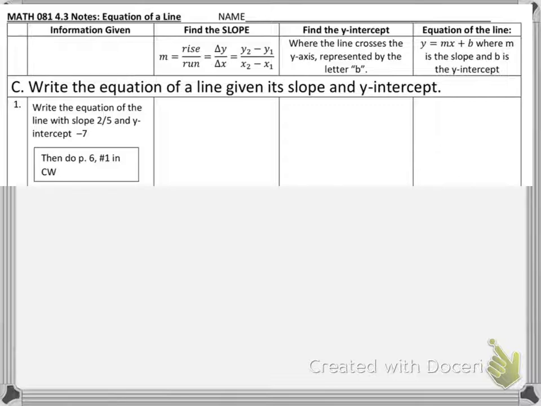It says write the equation of the line with slope 2/5 and y-intercept -7. As you can see here in this column, it says to find the slope, but luckily for us, we don't have to calculate it because it's already been given to us. So in this column, we can just write that the slope, m, is 2/5. Then we need to find the y-intercept, which is, remember, the point where the line crosses the y-axis, and it's represented by the letter b. And again, we don't have to do any math because they just told us right here that the y-intercept is -7. Isn't that nice?